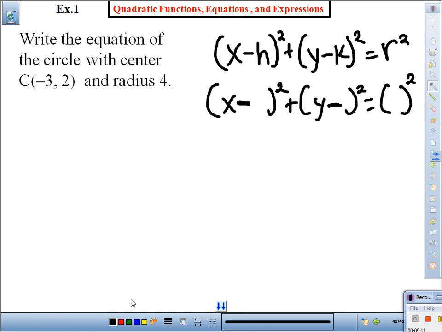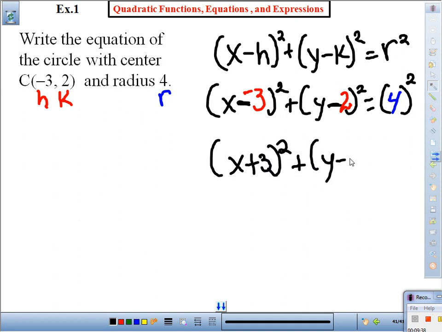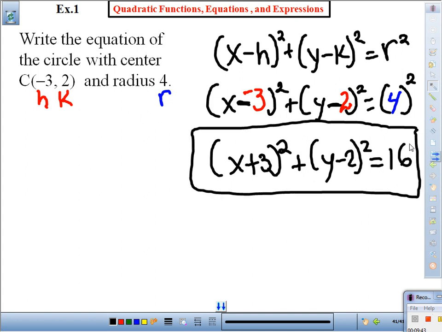Step 3, label. Step 4, substitute. Step 5, simplify. And we're done. Copy that, please. Let's go. All right, show me what you got so far with these. Yeah, we got this.